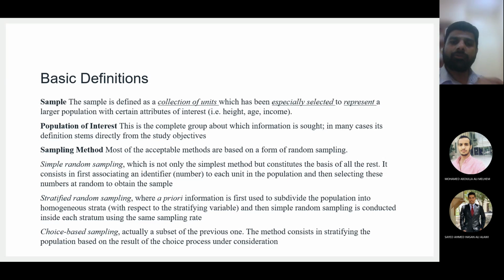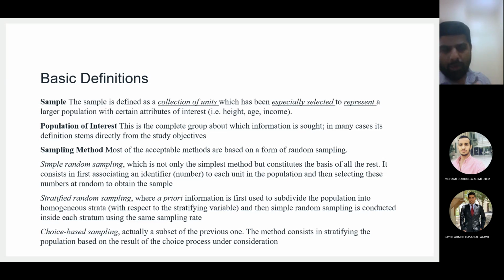So you are actually trying to find out the information about the population of interest, but since you cannot cover the entire population, you are taking a sample from it. The group from which the sample is taken. And how should I define that group? This depends upon the objectives of your study.